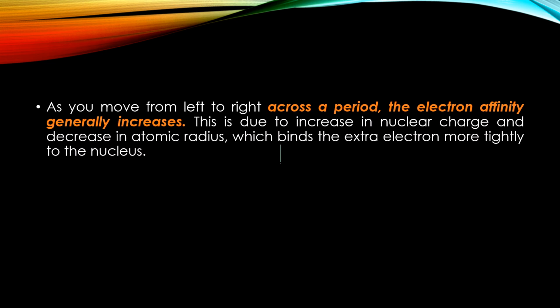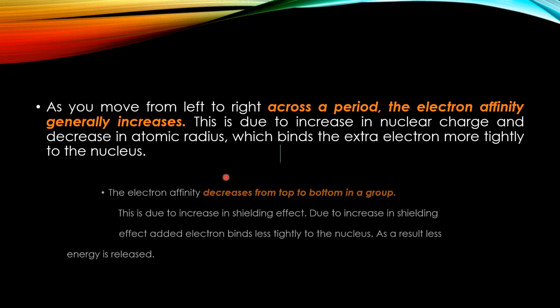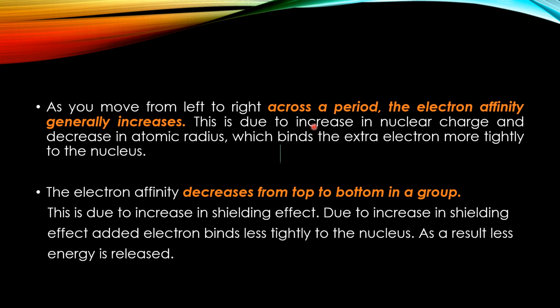What is the periodic trend of this? As you move from left to right across a period, electron affinity generally increases. And what is the reason? Again, the reason is the same as for the ionization potential or ionization energy. And this is due to the increase in nuclear charge, effective nuclear charge.